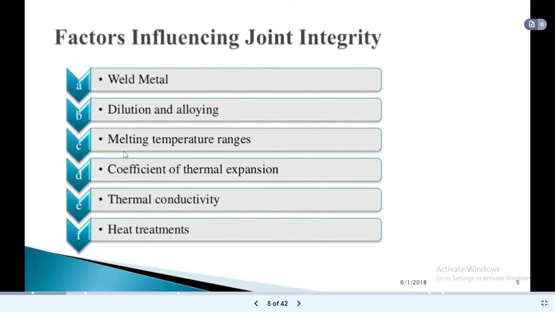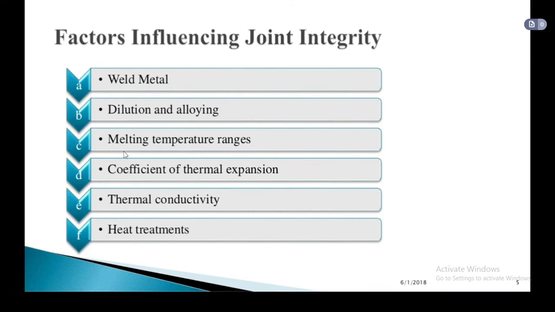Melting temperature range: to join two dissimilar materials, they should have a sufficient melting temperature range. That is, the melting temperature of one material should not be much lower, and the melting point of the other material should not be very high. It should be a small range, or the gap between the melting points of the two dissimilar materials should be small.